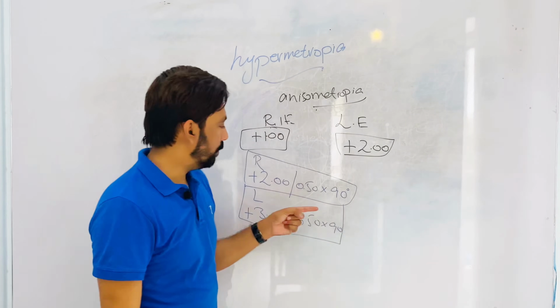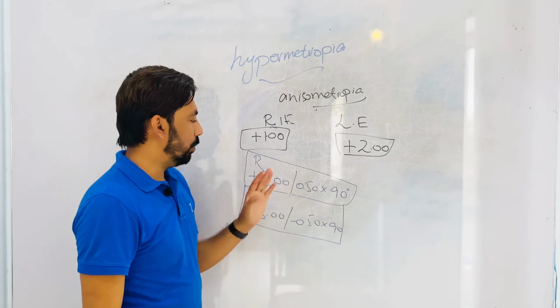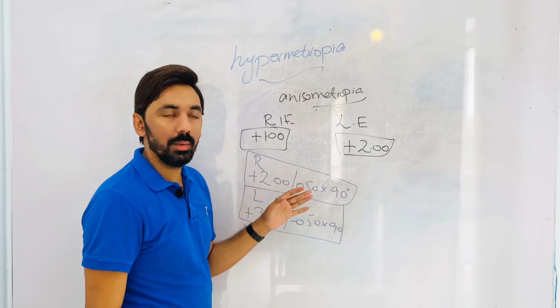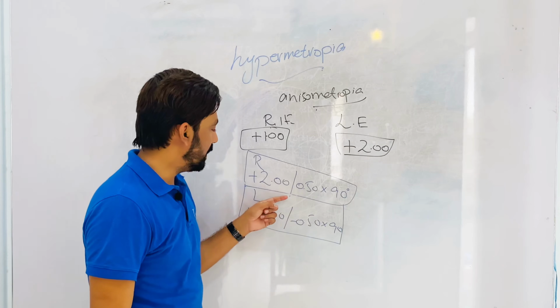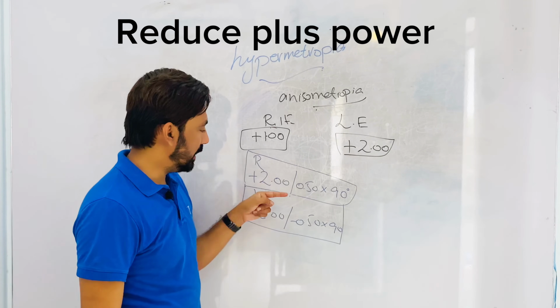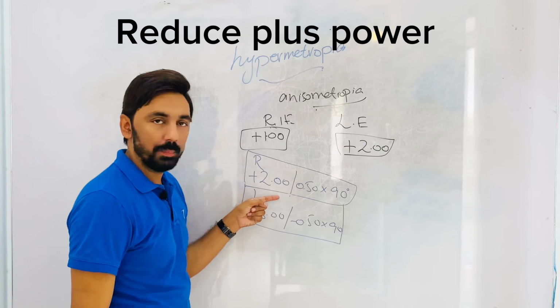So what should we do? Being a good optometrist, we have different types of management, and the number one management in this case is you have to reduce the plus power.